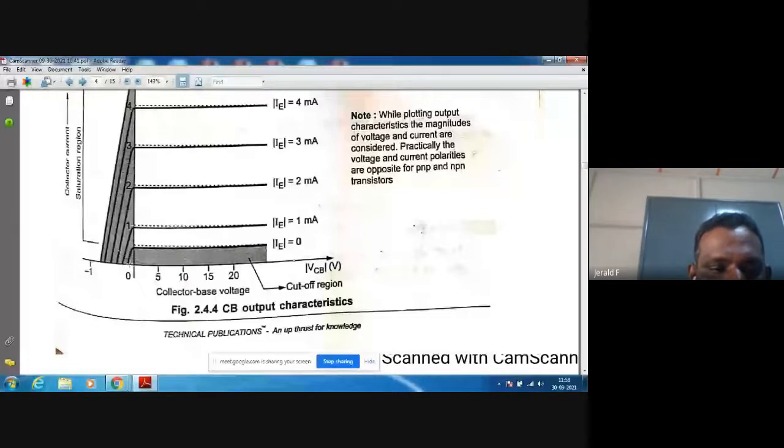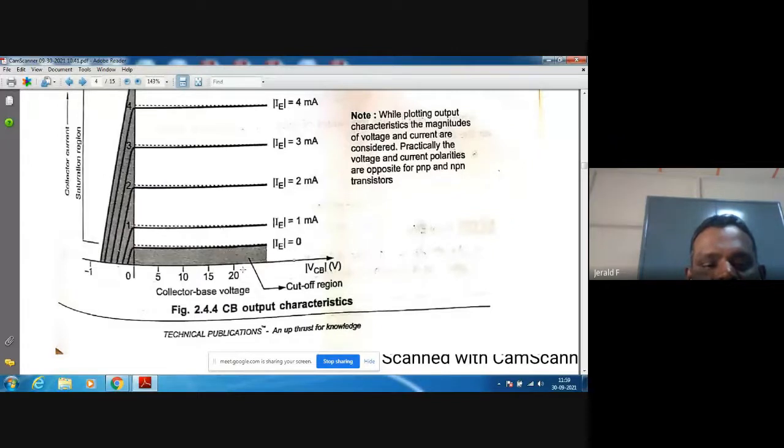So you have to increase the VCB, that is called the collector base voltage, and suddenly the collector current will be constant, because constantly the collector current travels, that is called IE equal to 0. Next, for 1 we can apply 1 ampere of IE current, and 1, 2, 3 we are going for the emitter current. Okay, that is called emitter current.